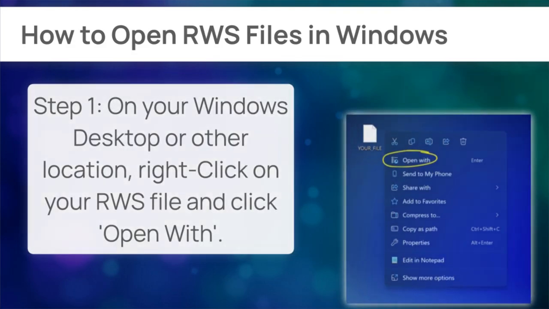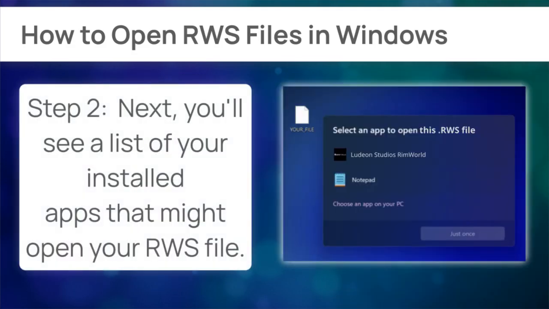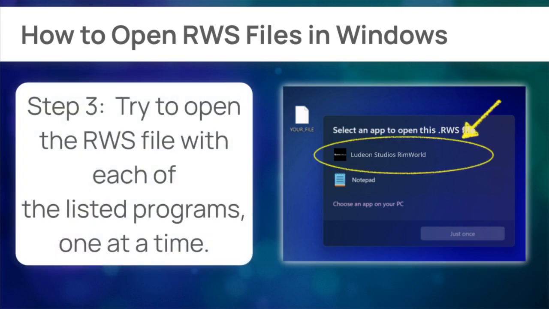Right-click your RWS file, then click Open with. Test Ludeon Studios RimWorld. If it fails, select the next program. This systematic testing is key.